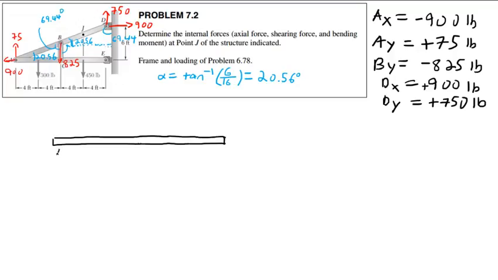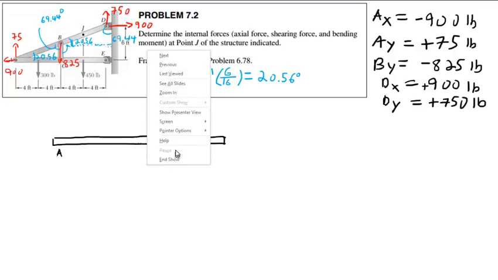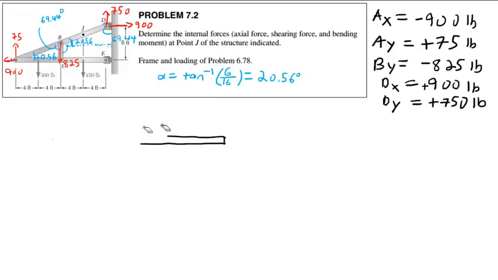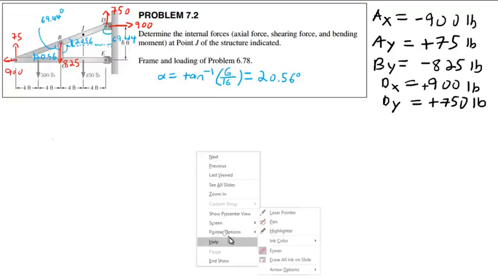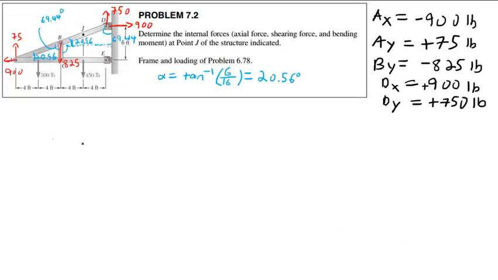Okay, so A, B, and you know, I might even make it a little bigger. That's too small. Make it nice and big. We'll draw beams, happy beams.